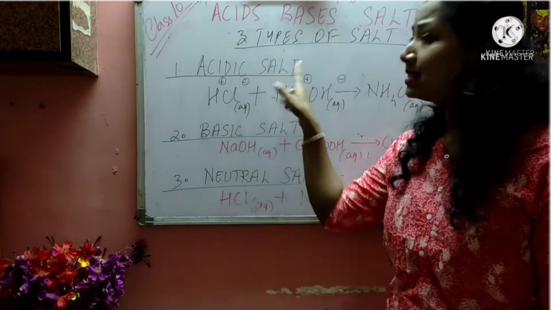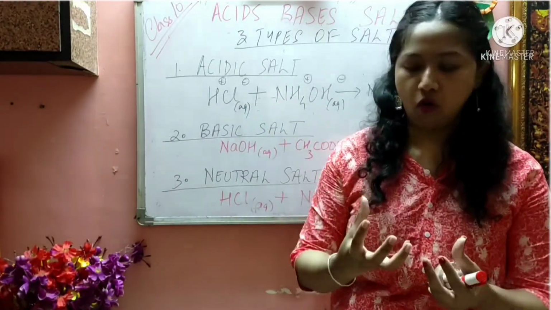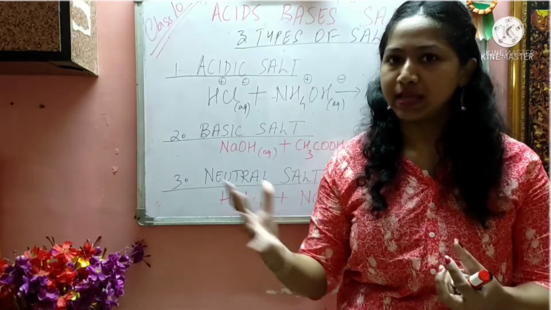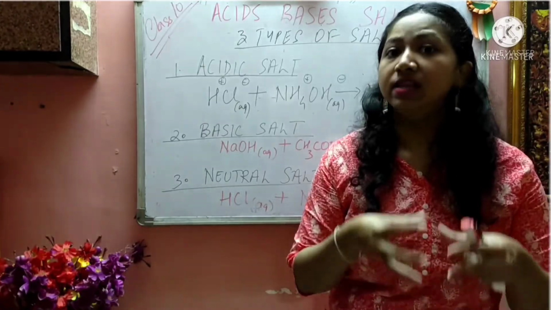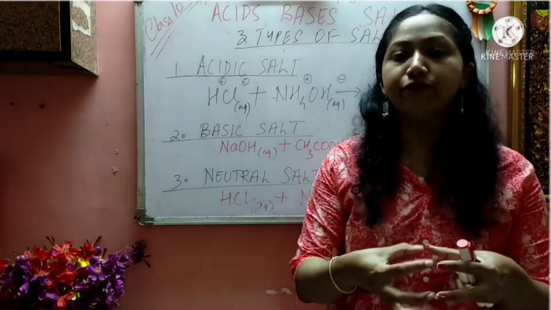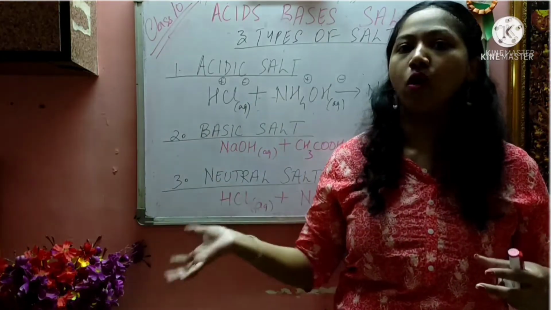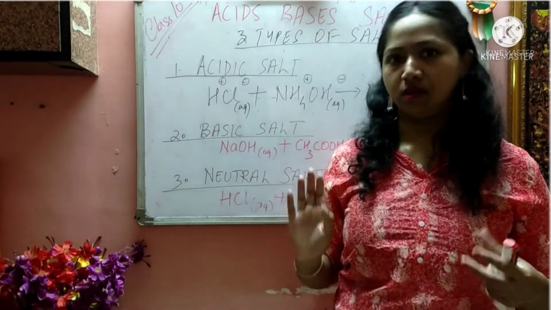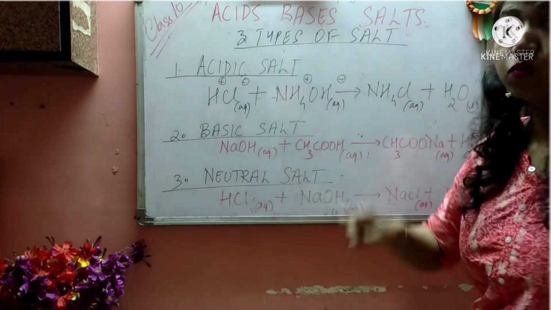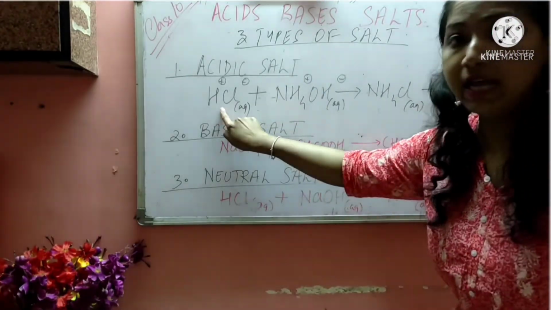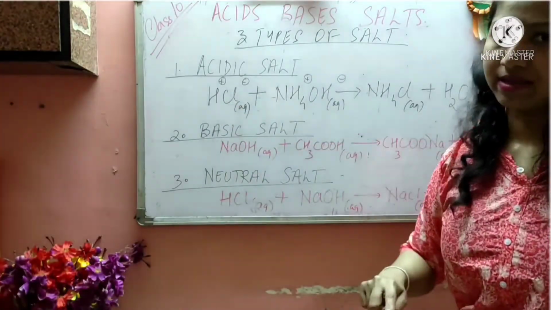Now see, acidic salt goes by name. When acid reacts with base, you're getting salt and water. So if the acid which you're taking in the reaction is strong, then the particular salt which you're going to get is acidic. Let's see examples. Acidic salt is what, guys? The acid which you're taking will be a strong acid. So this HCl is a strong acid.